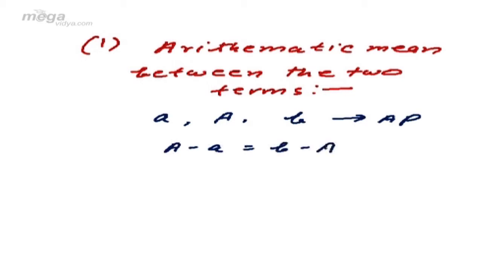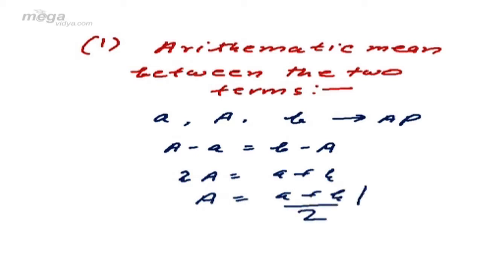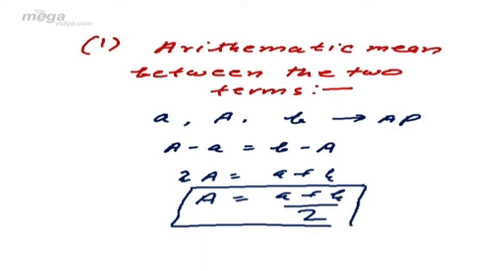Suppose the two terms are a and b, and I want to insert one arithmetic mean between them. Suppose A is the arithmetic mean between the two terms a and b. It means this sequence is in AP. You know already that if a sequence is in AP, the difference between two consecutive terms will be equal. Because of this, A minus a is equal to b minus A, and this gives 2A equal to a plus b. It means capital A is equal to (a plus b) by 2. This is the arithmetic mean between the two terms.